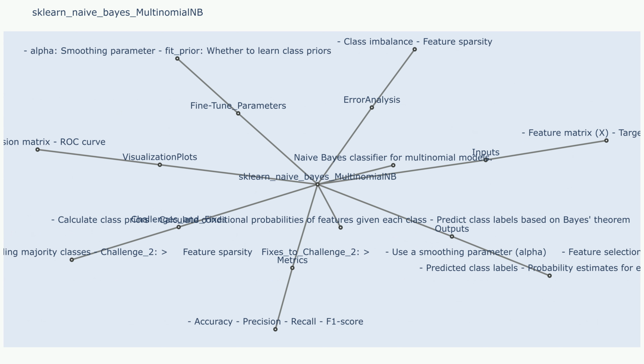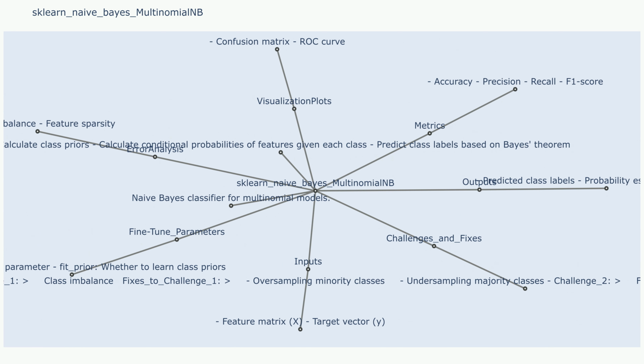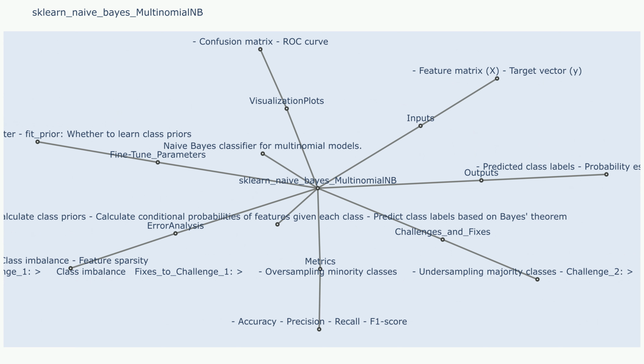Metrics. Accuracy. The proportion of correctly classified data points. Precision. The proportion of correctly classified positive data points among all data points predicted as positive. Recall. The proportion of correctly classified positive data points among all actual positive data points. F1 score. The harmonic mean of precision and recall.